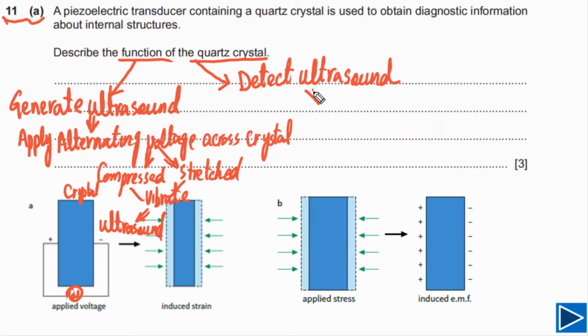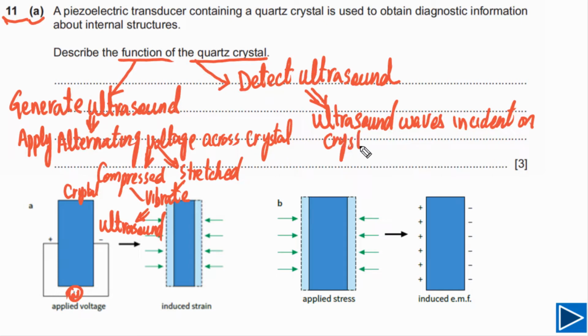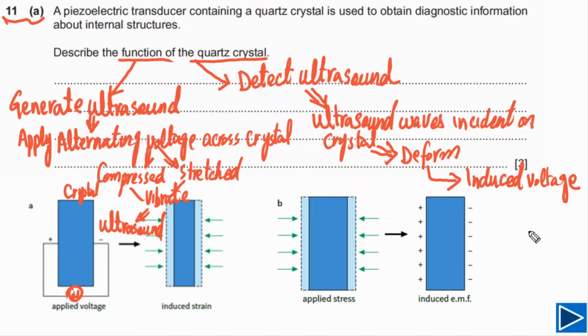The second thing, we need to understand how we can detect ultrasound waves. When ultrasound waves are incident on the quartz crystal, meaning waves are coming back from the body, the crystal will deform. When the crystal deforms, voltage will be induced in the crystal, and that voltage can be used to detect ultrasound waves. So this is how we can generate ultrasound using quartz crystal, and also how we can detect ultrasound. In ultrasound, the same crystal is used to generate and to detect ultrasound waves.